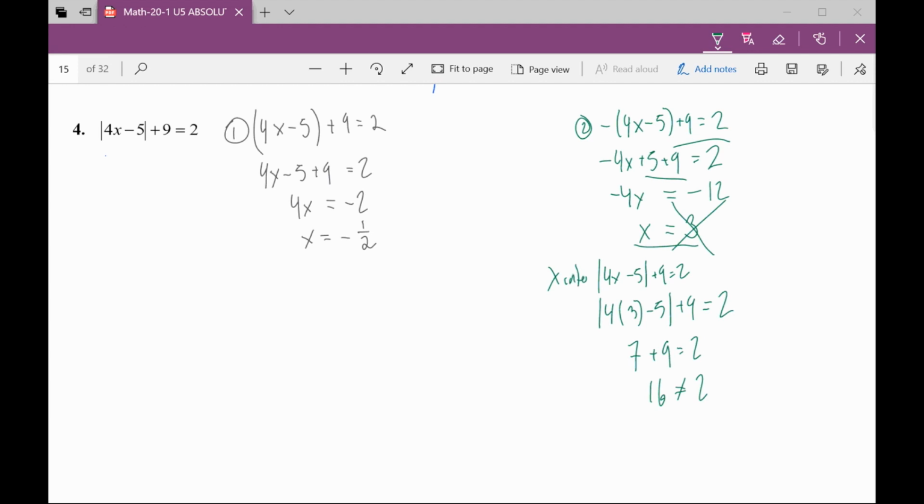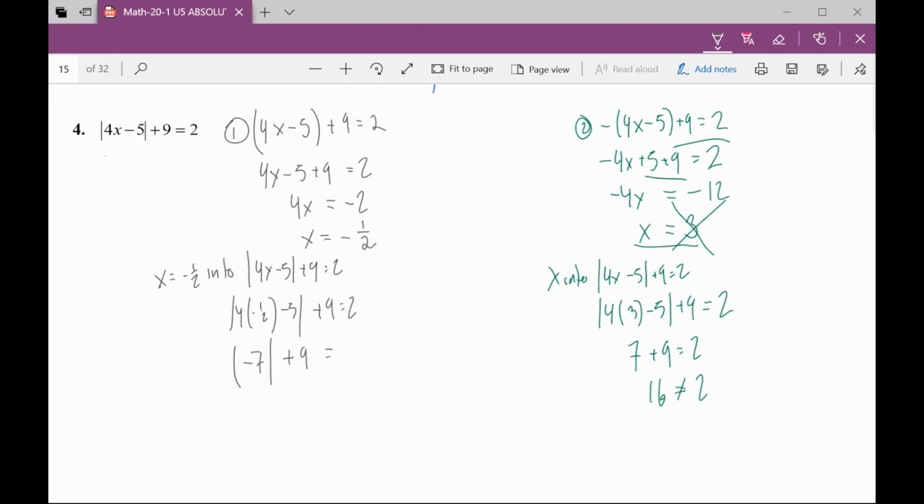Alrighty, well, let's go to the other one. Maybe we'll have a little bit more luck here. We're going to substitute x equals negative 1/2 into the absolute value of 4x minus 5 plus 9 equals 2. What are we going to get? We're going to get the absolute value of 4 times negative 1/2 minus 5 plus 9 equals 2. And 4 times negative 1/2 is negative 2, minus 5 is negative 7. Absolute value of negative 7 is positive.